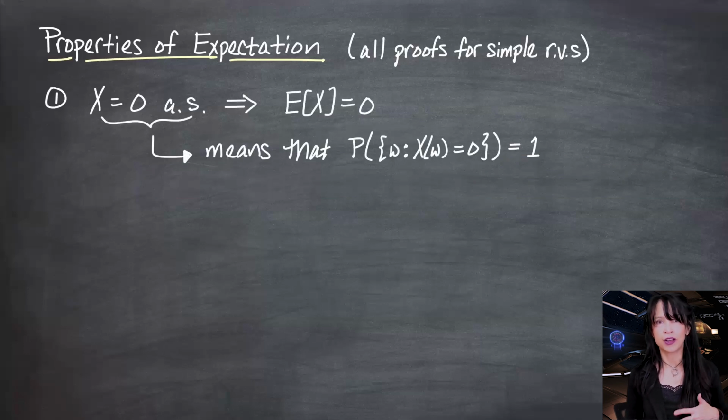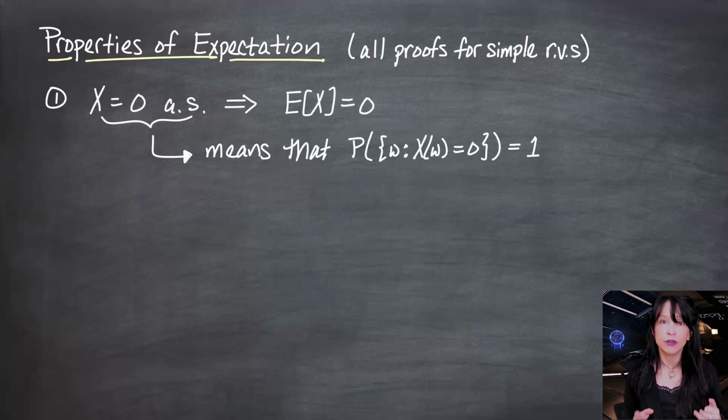Now x is a function on omega. This means that the probability measure of the set of omegas for which x of omega is 0 is 1. And x may actually take on values other than 0, but if maybe x took on the value 4, the inverse image under x of 4 had better have probability measure 0. So that's just what it means to have x equals 0 almost surely, and I claim that that means the expected value of x is 0.